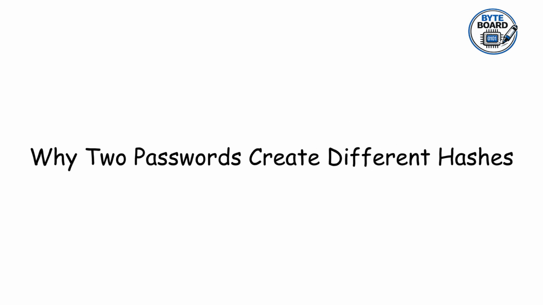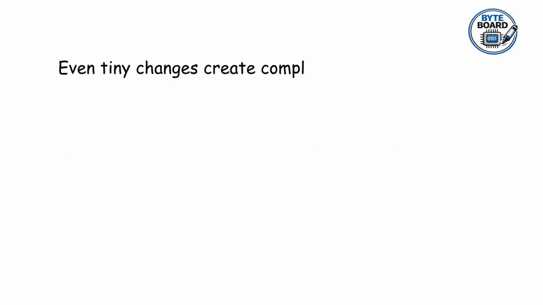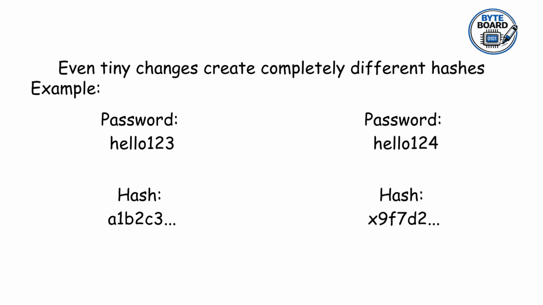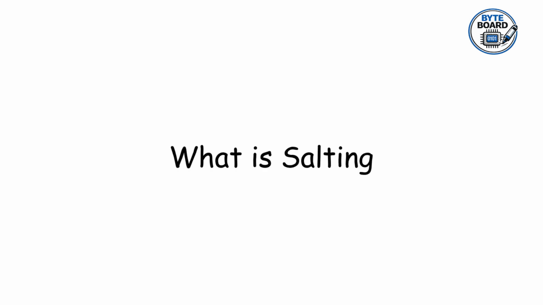Why do two passwords create different hashes? Even tiny changes create completely different hashes. Example: password hello123, hash 1b2c3; password hello124, hash x9f7d2. This helps improve security.